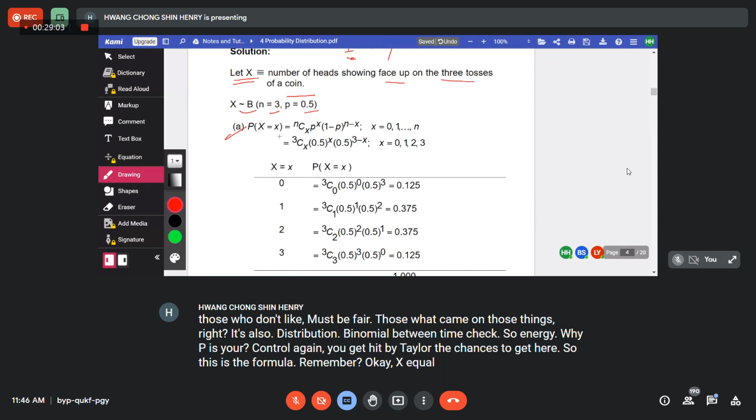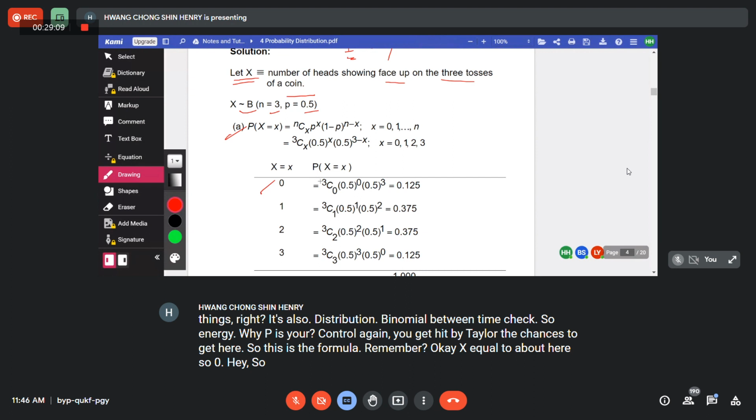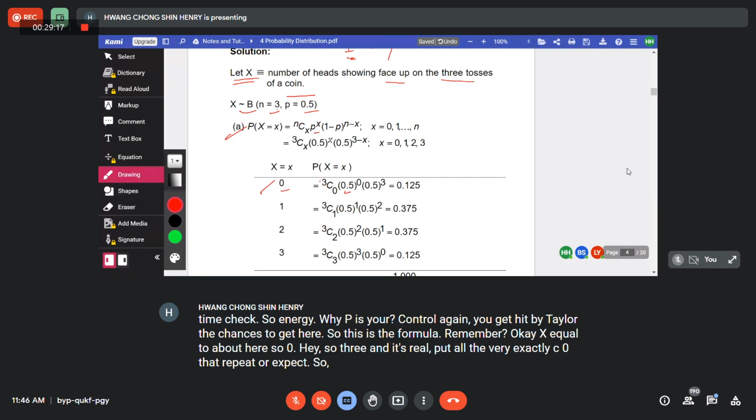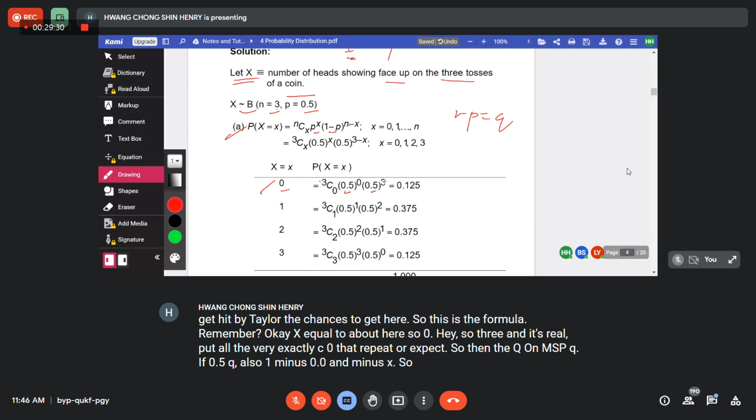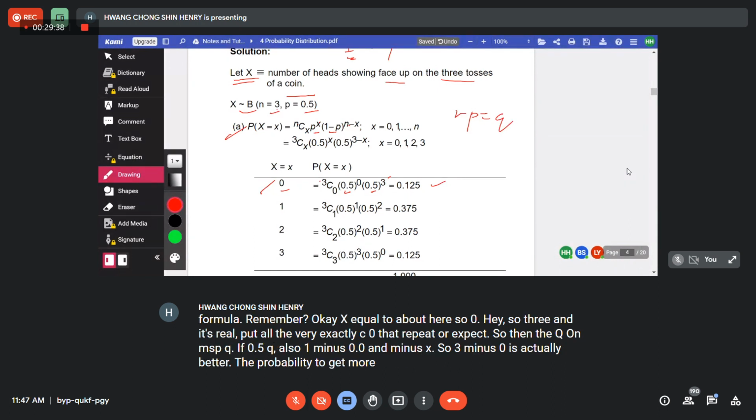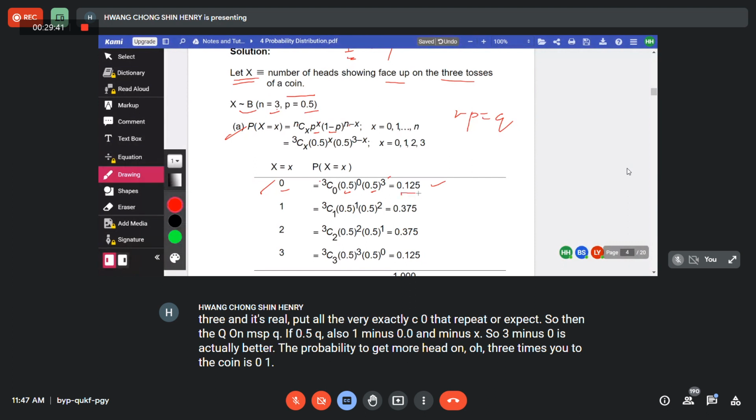P(X) where X equals the number of heads. So 0 heads, n is 3. Put all the values inside: 3C0, then p, 0.5 to the power of 0, then q, 1 minus p, also 0.5, to the power of n minus x. So 3 minus 0 is power 3. So calculator. The probability to get no head out of 3 throws of the coin is 0.125. That is what it means.